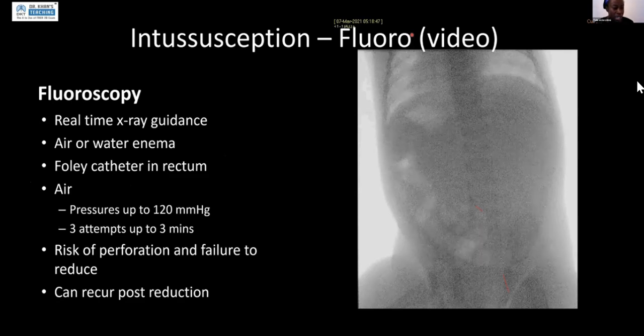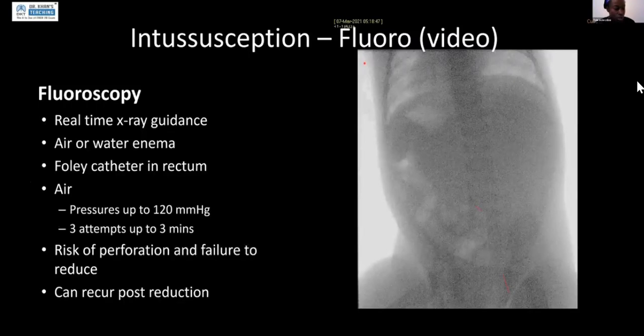And we normally do 3 attempts up to 3 minutes. We're starting with pressures at 80 millimeters of mercury, going up to 100 on the second attempt, and then on the final attempt we'll go up to 120, but some centers do 100 or 120 for all 3 attempts, so it depends on what you do in your local practice. If I'm getting close and I'm on my 3rd attempt and it's coming to 3 minutes, I may go for a little bit longer, but generally 3 attempts up to 3 minutes is what is recommended. And you've got to continuously screen as you're insufflating the bowel because there's a risk of perforation.